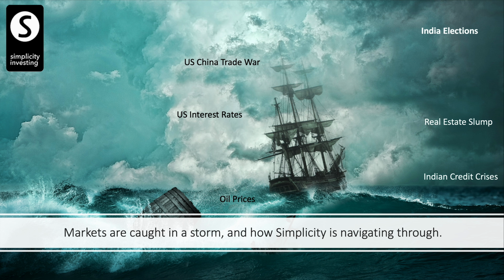So what is the storm currently in the Indian financial market? You see the current ship, the ship here is caught in the Indian elections. For the next 8 to 9 months, there is going to be uncertainty about who becomes the next prime minister of India. There is a real estate slump. Real estate is one of the biggest drivers of the economy anywhere in the world, like in the US and in India. Indian credit crisis, all the nationalized banks and NBFCs are going through a severe liquidity crunch. We read that in the paper and see it on the television every day.